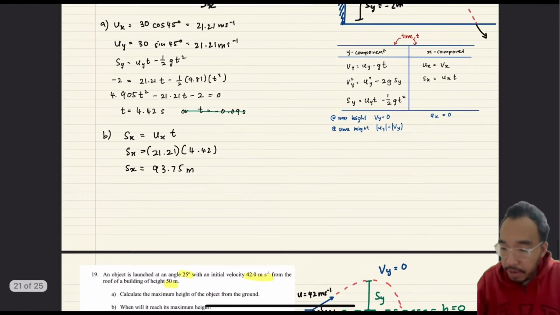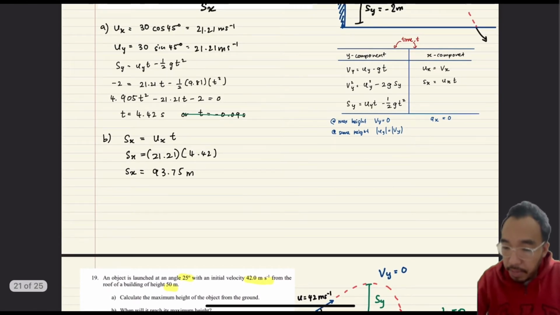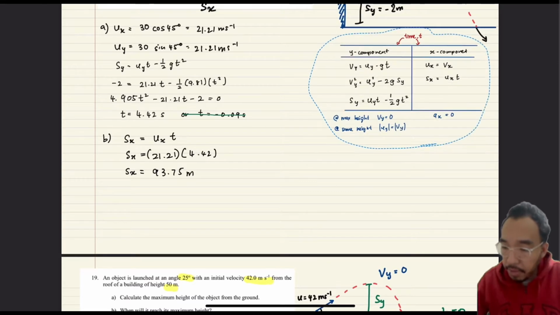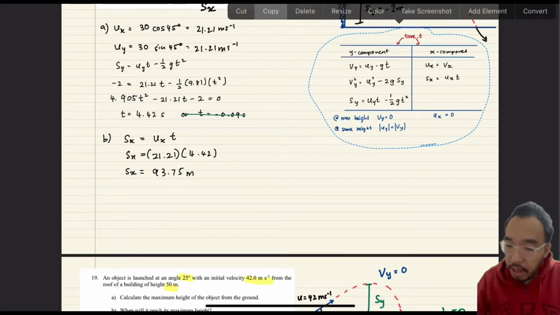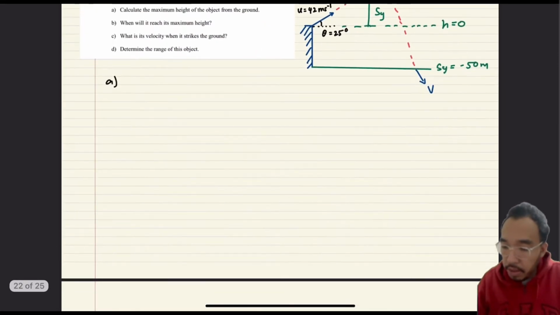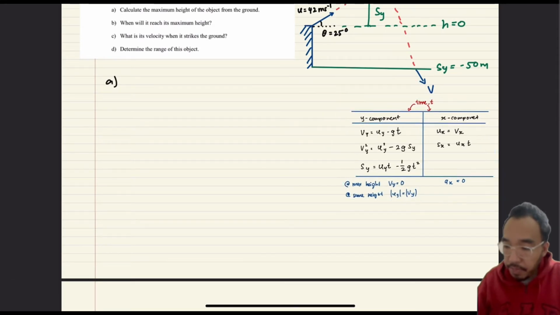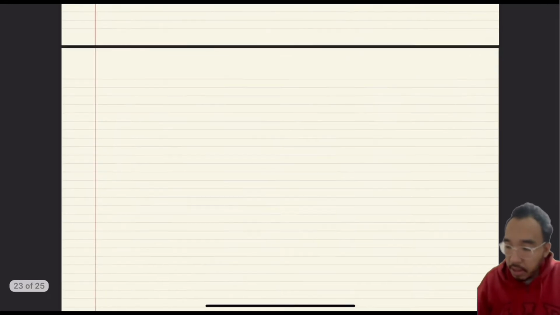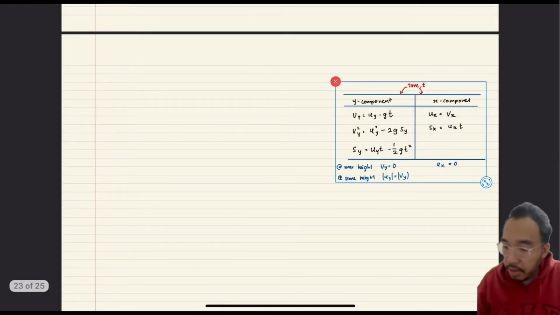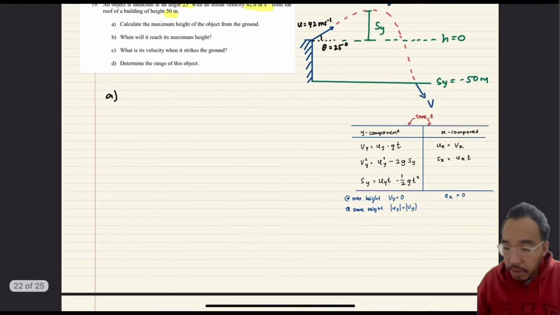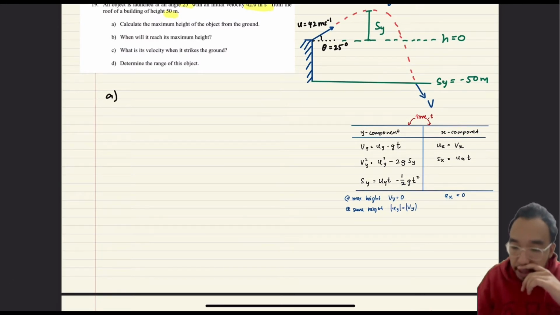Okay, but before that, copy down the formula. Again, you need to write down the formula first so that you can easily choose and cancel out which one you don't want to use. Okay, paste it over here as well so that later on I don't have to do it again. Okay, calculate the maximum height.